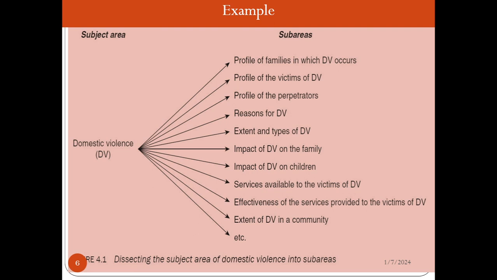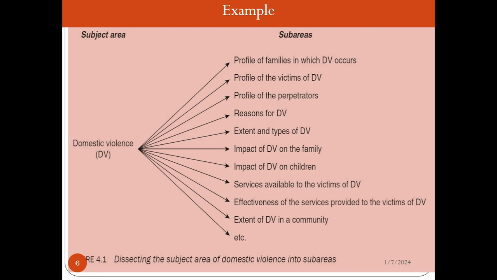And similarly, the profile of the perpetrators, those people who are actually committing or perpetrating domestic violence, what type of people are they? They are, for example, rich, they are poor, maybe they are educated, maybe uneducated. What kind of family do they belong to in terms of social status, and many other things. And then we are coming to reasons for DV, why domestic violence takes place, and then types of DV. So how many types of DV there are is so far not agreed in our country. Impact of DV on the family.